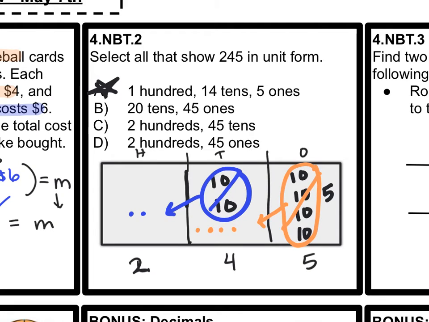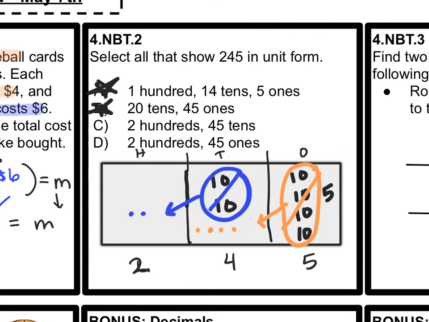So with that, what I have left over is a 2 in the hundreds, a 4 in the tens, and a 5 in the ones. So B is also a correct response for 245.